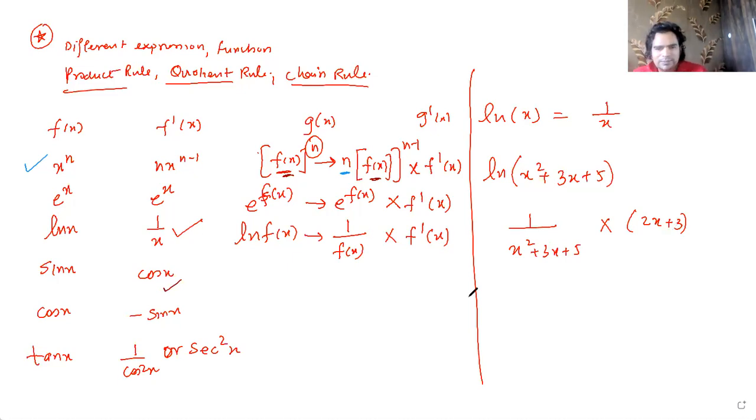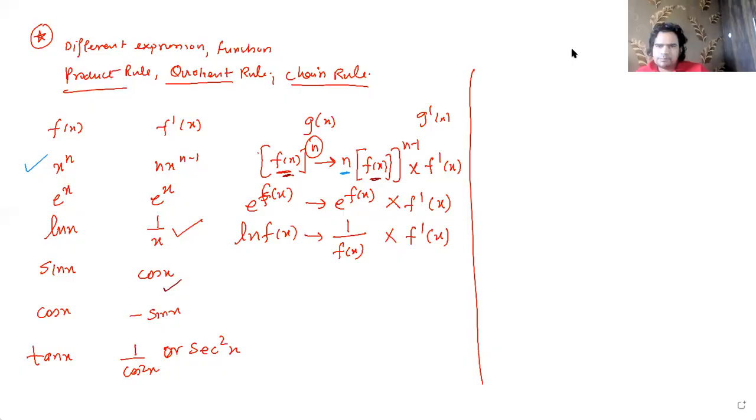Let's take one more example. If you have ln of 4 minus 3x, let's say I want to do the derivative for this. This will be 1 upon the child function, 4 minus 3x, times the derivative of 4 minus 3x. 4's derivative is 0, negative 3x's derivative will be negative 3. So that's how you do this.